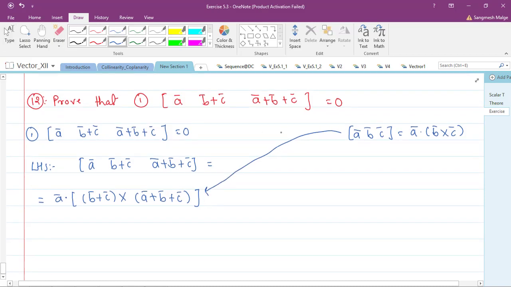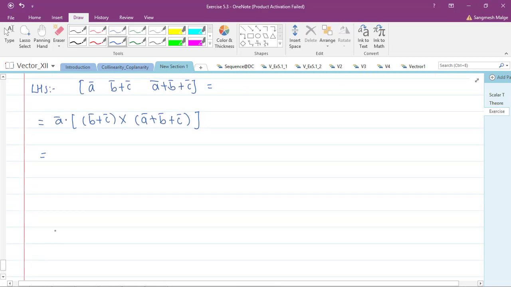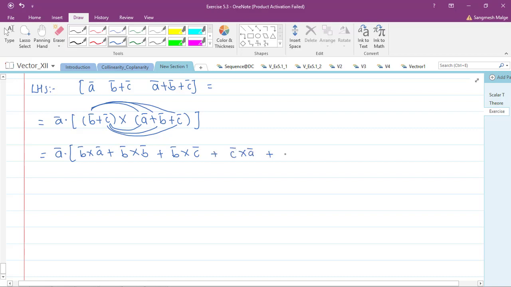Okay, good. So next, what will be the simplification? You distribute this b plus c over this a plus b plus c. So we will have a bar dot, see how I am distributing: b bar cross a bar, plus b bar cross b bar, plus b bar cross c bar, and after that plus c bar cross a bar, plus c bar cross b bar, plus c bar cross c bar.